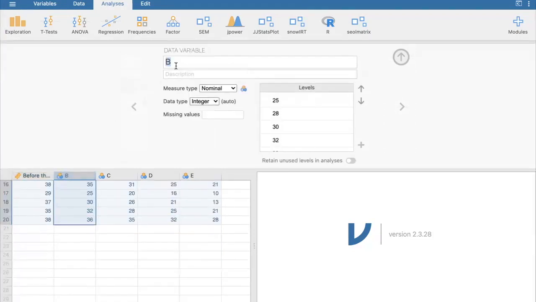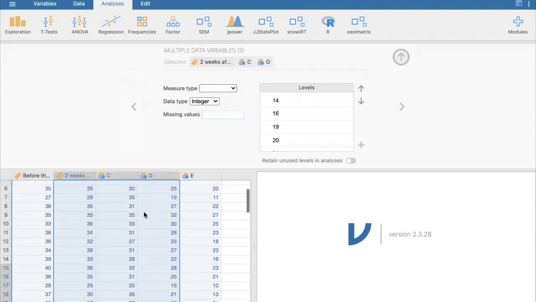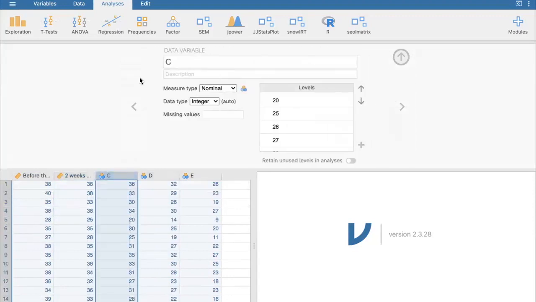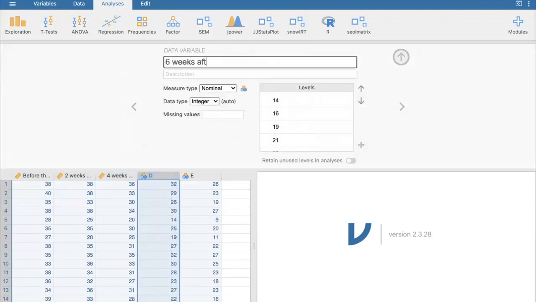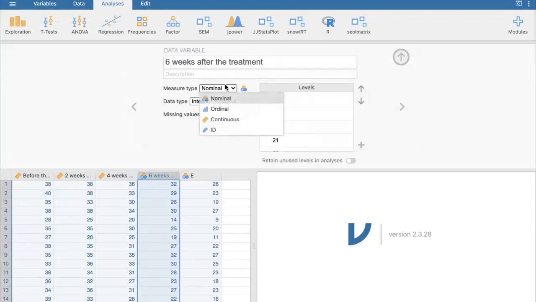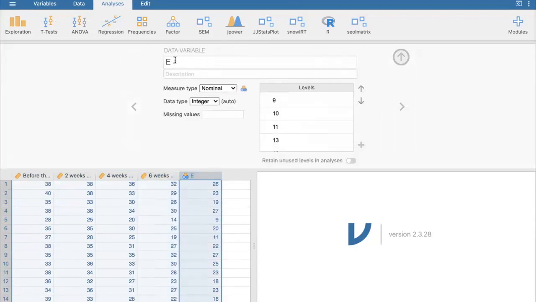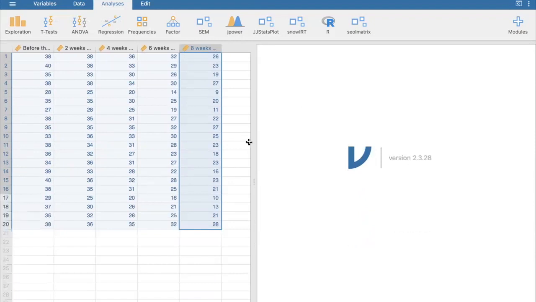Now, B is actually 2 weeks after the treatment. And once again, I'm going to make this continuous. Now that is clear. Now let's do the same for C, 4 weeks after the treatment. And again, I'm going to change this to continuous. Now let's go with D, that is 6 weeks after the treatment. Continuous. And this one is 8 weeks after the treatment. Okay, now I think everything looks phenomenal. Okay. Now, see, this is pretty easy. Now we have added all our data.